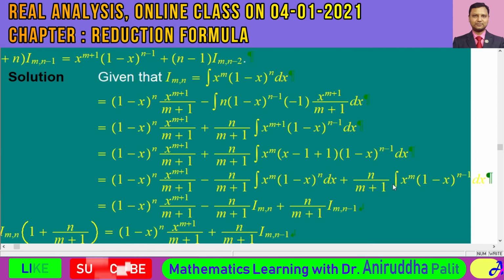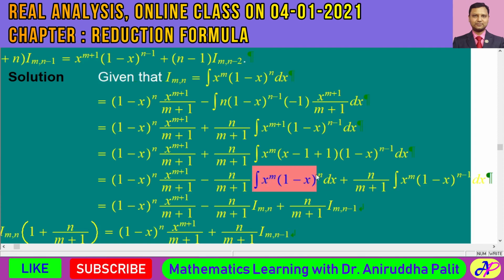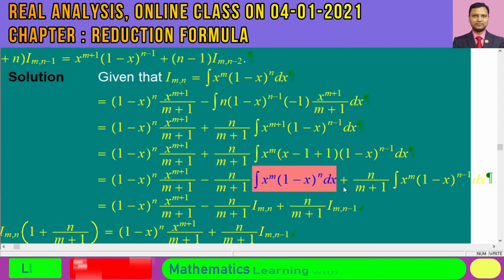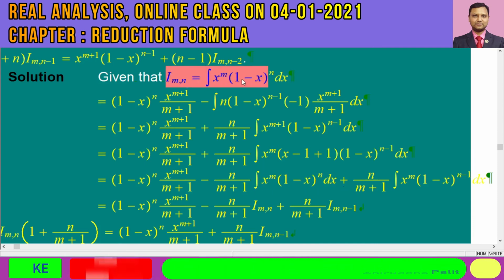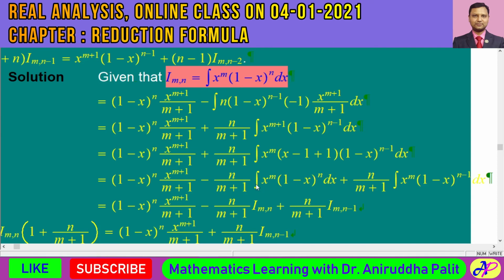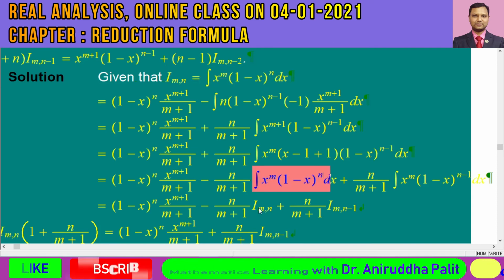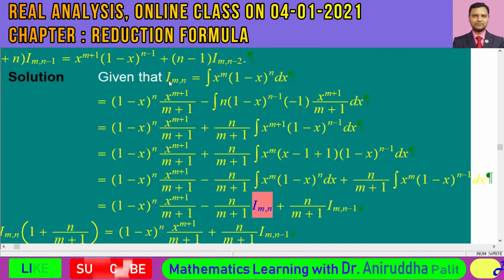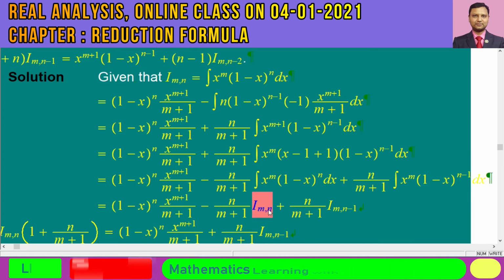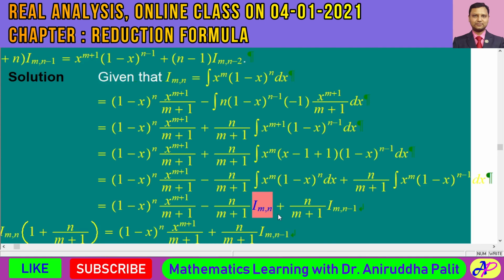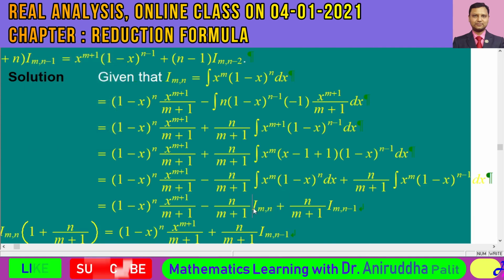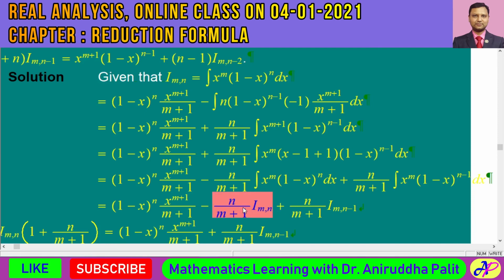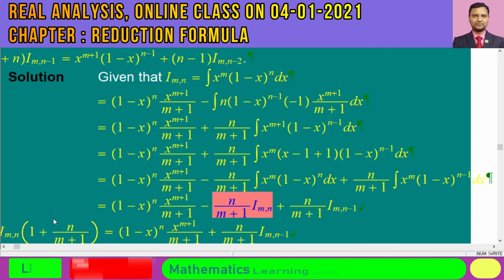Now what we observe over here, you see this term, this integral is actually the given integral. This is the given integral I m comma n. So this integral can be written as I m comma n. We started with I m comma n, and after manipulation we are again getting one more I m comma n. So this term I m comma n should be taken on the left hand side.